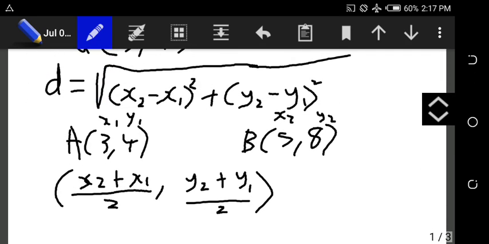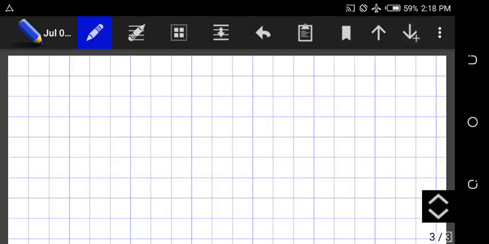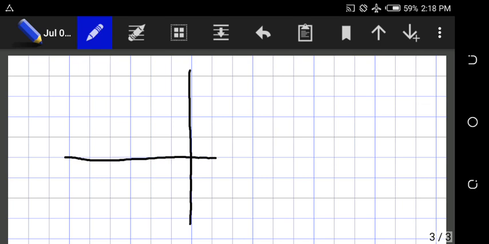Going for today, we want to consider the gradient of a straight line, also known as the slope of a straight line. So on a Cartesian coordinate where you have x and y, like a graph book, you have your y axis and then you have the x axis, as the case may be.